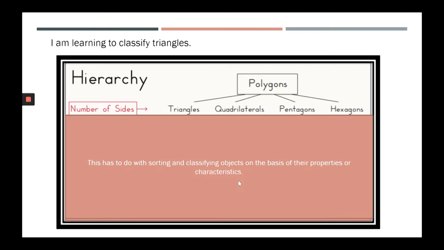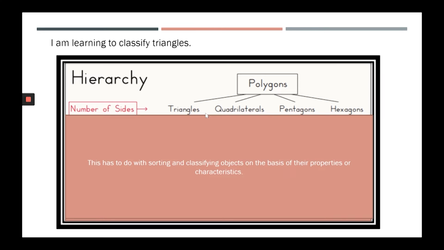The first, more specific learning target we are going to work on is I am learning to classify triangles. We're going to be classifying triangles in a hierarchy, which has to do with sorting and classifying objects on the basis of their properties or characteristics. At the top of this hierarchy is polygons. What is a polygon? Do you remember? A polygon is a 2D closed shape with at least 3 sides.